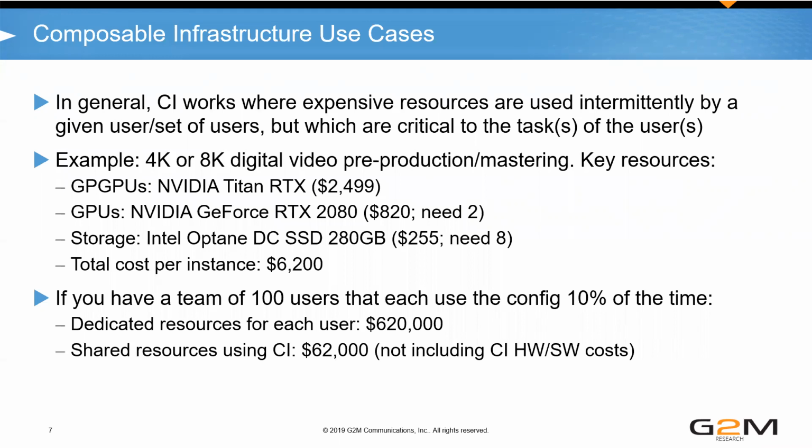The example we have here says, if you think about a pre-production situation where you've got a bunch of GPUs, some expensive Optane storage, if you were to put all this in a workstation, it costs you about $6,200 a workstation. If you got a big team of, say, 100 people, that's $620,000. If you're able to share it, assuming people on average use each resource about 10% of the time, you could cut that cost down to about $62,000. And then you got to throw the composable infrastructure cost in on that, but obviously there's a lot of room for you to save some money going that way.